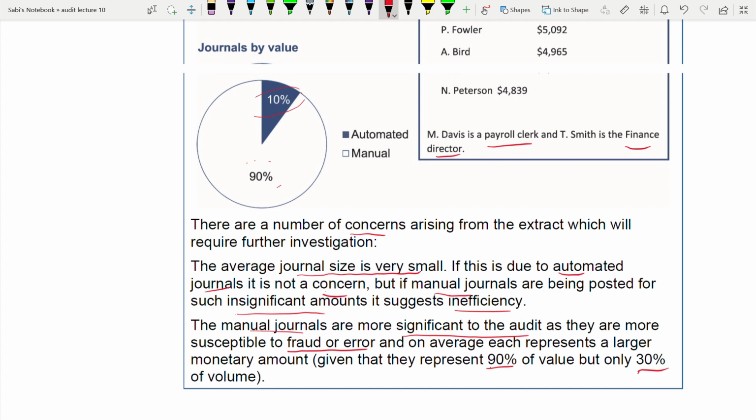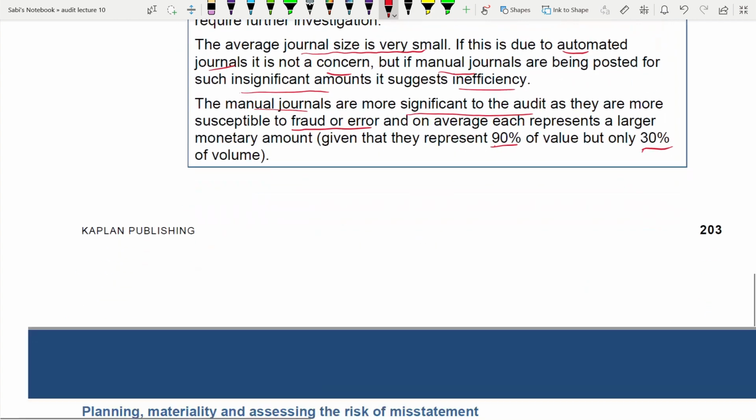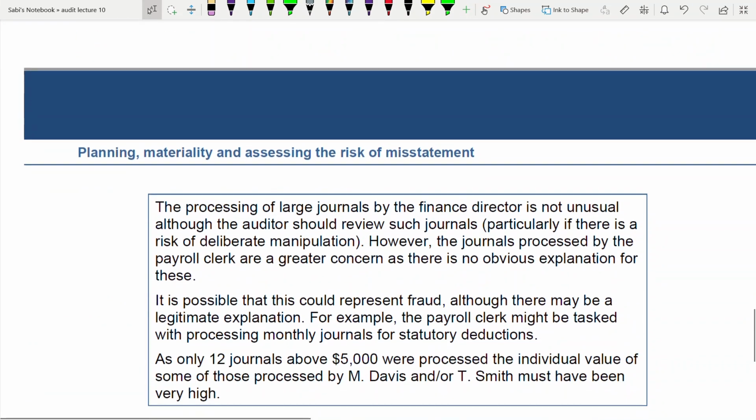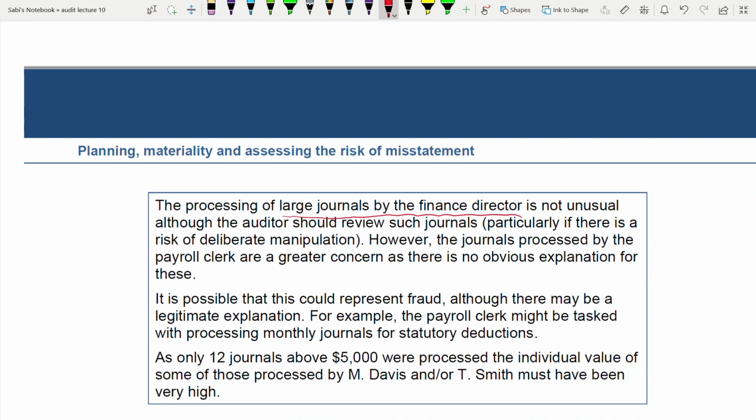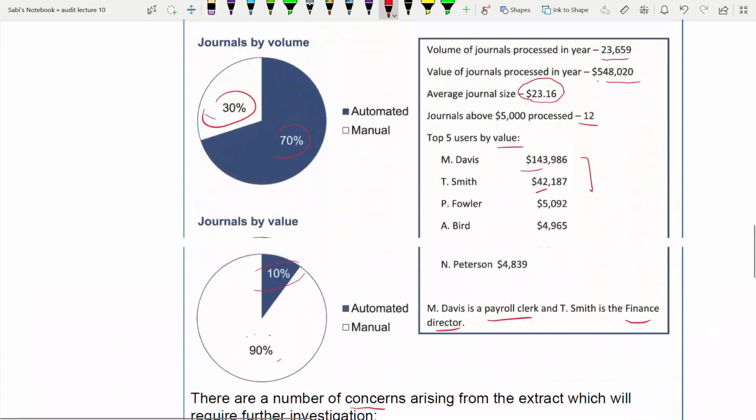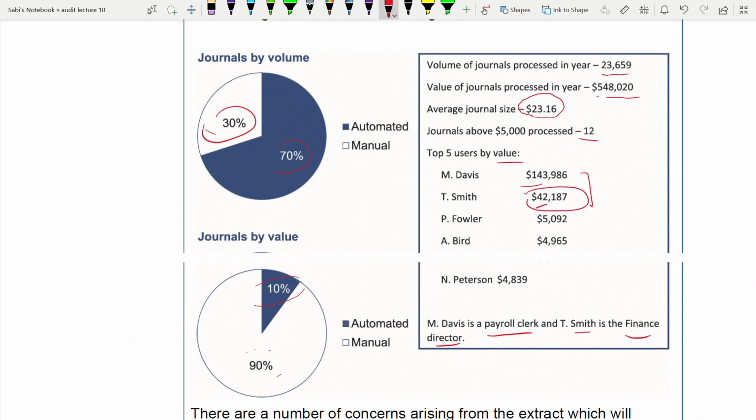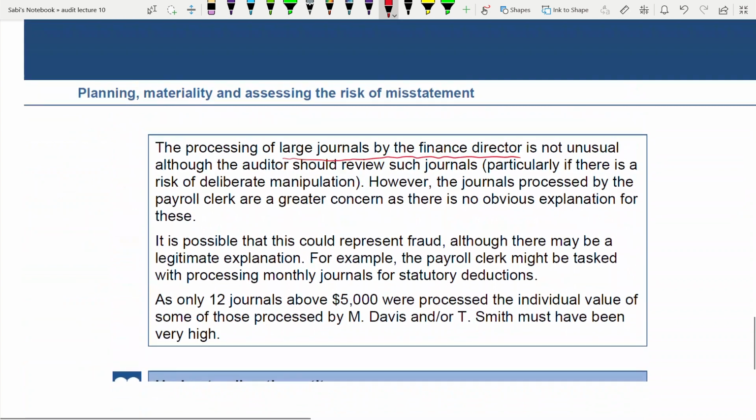Remember, in audit, whichever represents higher risk, we talk about that in the answer, not the one which has insignificant risk. Okay, that's how you understand what we need to answer. Now, that's how we analyze also. So if you see the processing of large journal by the finance director, why finance director? See this. T Smith is the finance director and T Smith has this much. M Davis is the payroll clerk. If you go by the volume, both are above 5,000. Even this is above 5,000, but it's very little, 5092, and the rest two are less than 5,000. So not of our concern. Only the first two is of our concern.